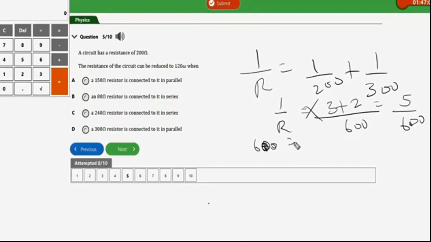We have 600 equals 5R. Divide both sides by 5. So 600 divided by 5, you're going to have 120 ohms. So that will be the correct expression for this. So this is valid, option D. When a 200 ohm resistor is connected in parallel with the resistor we have here, 200 ohm, it is reduced to 120 ohm. So it's correct. Let's wipe this now and solve the next repeated question.